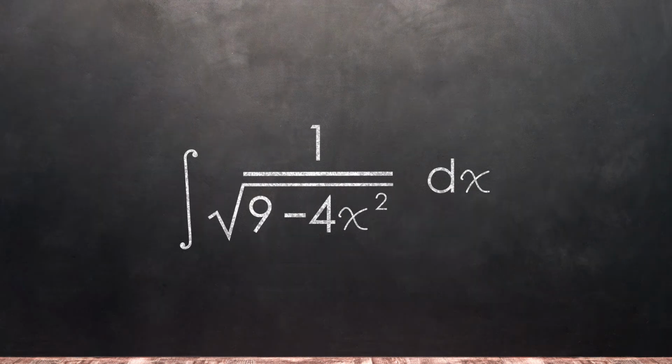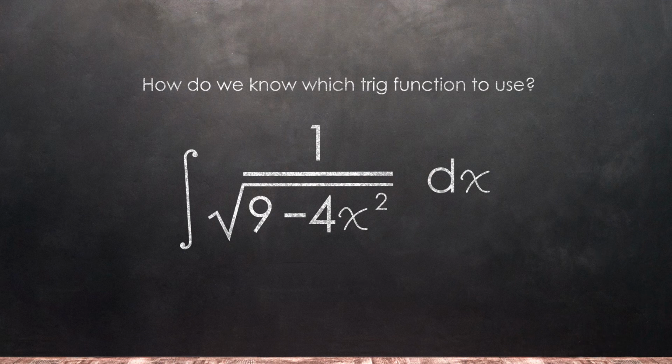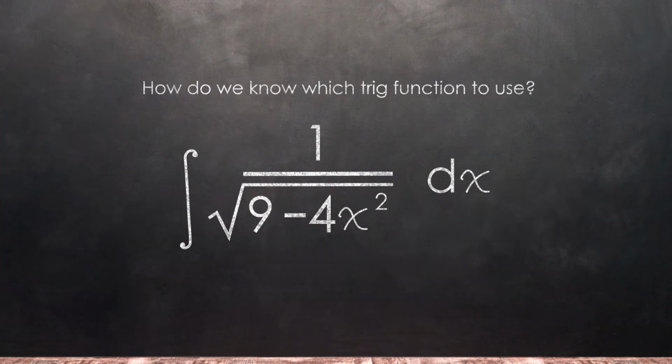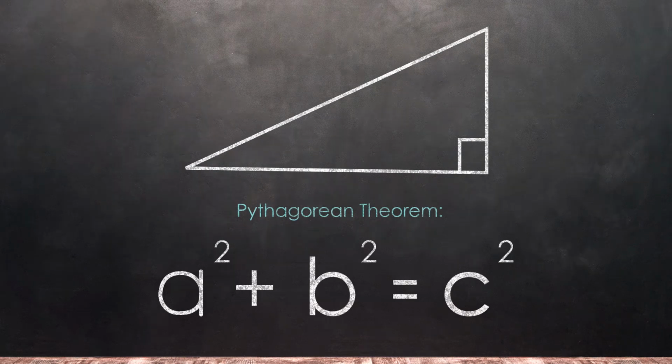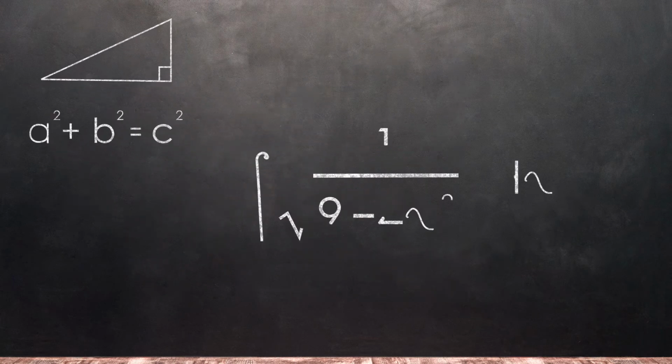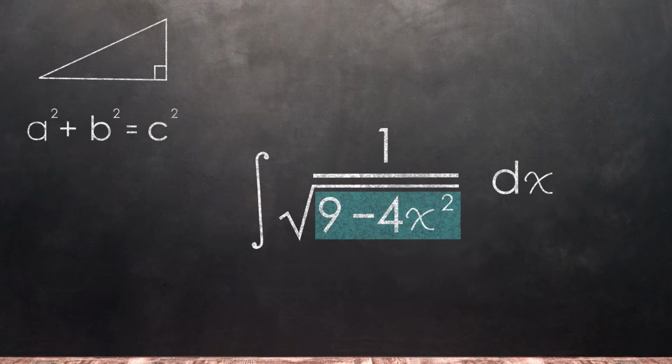Now, let's look at how we use trig substitution. Consider the following example. Our goal is to substitute x for a trigonometric function. But how do we know which trig function to use? No matter what integral we are evaluating, when using trig substitution, we always start by drawing a right triangle and writing out the Pythagorean theorem. We are going to use the Pythagorean theorem to label the sides of this triangle based on our integrand. Notice that in this example, our integrand contains the expression of the form b squared minus ax squared.